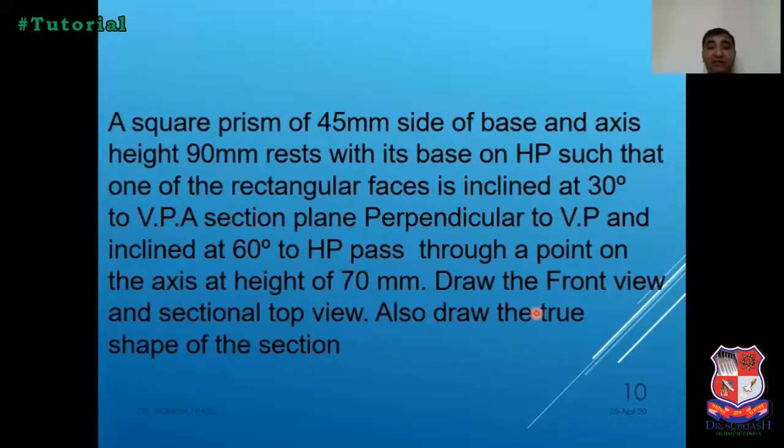Now let us understand with some examples. A square prism of 45 mm side of base and axis height 90 mm rests with its base on HP such that one of the rectangular faces is inclined at 30 degrees to VP. A section plane perpendicular to VP and inclined at 60 degrees to HP passes through a point on the axis at a height of 70 mm. Draw the front view and sectional top view. Also draw the true shape of section.